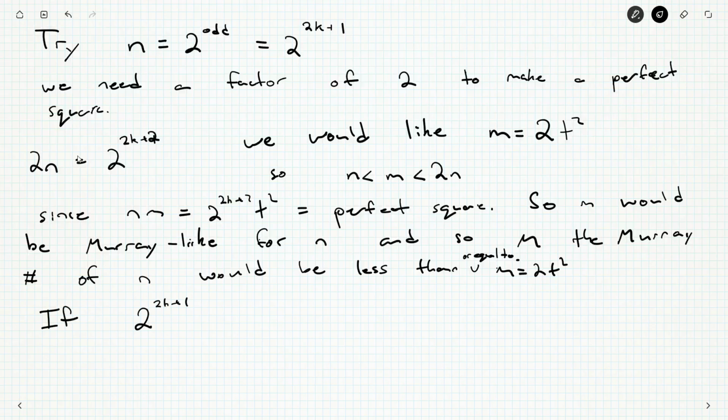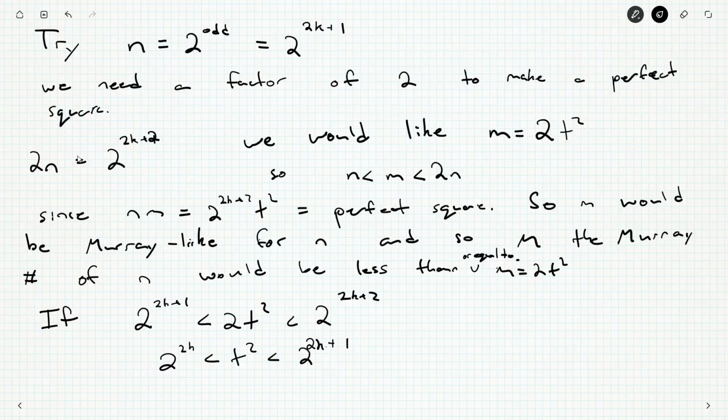If 2 to the 2k plus 1 is less than 2t squared is less than 2 to the 2k plus 2, we divide by a 2 on both sides. We get 2 to the 2k is less than t squared is less than 2 to the 2k plus 1. Okay. Now I need to show that there's a perfect square in here. Is that an obvious thing?